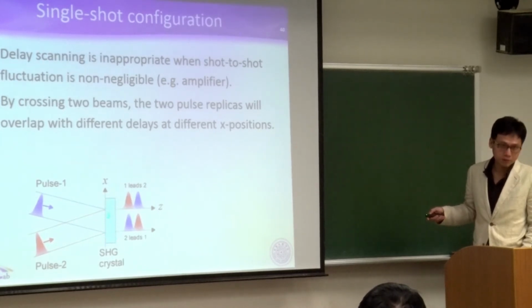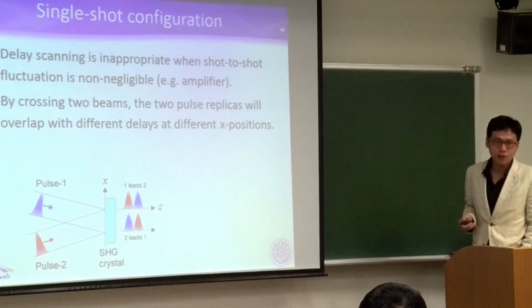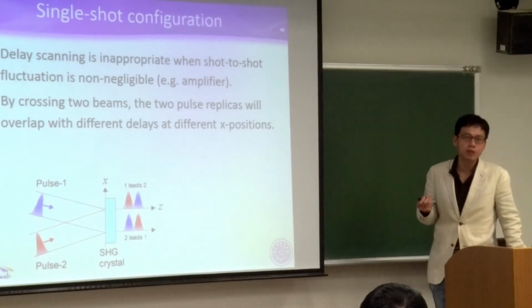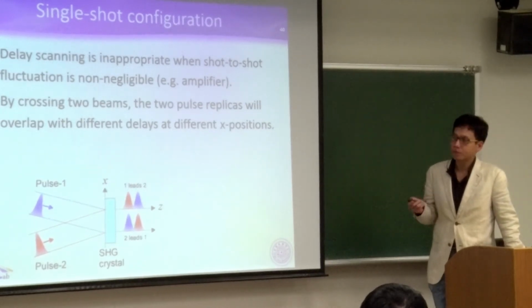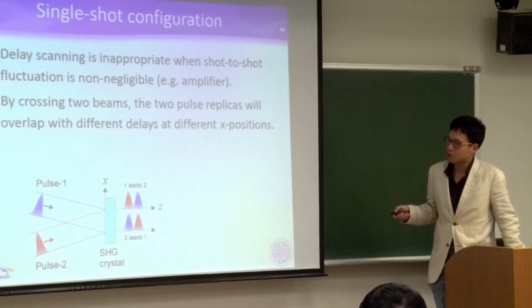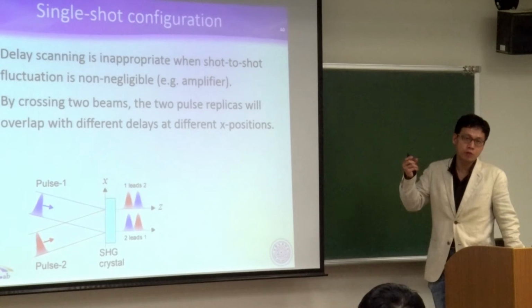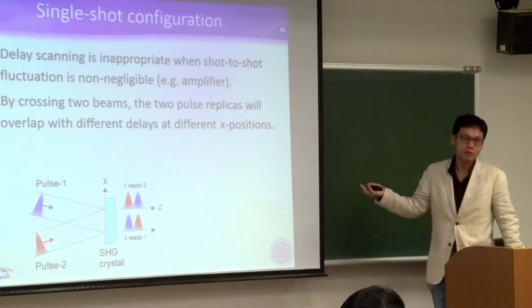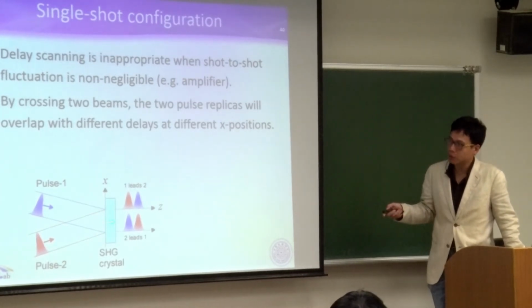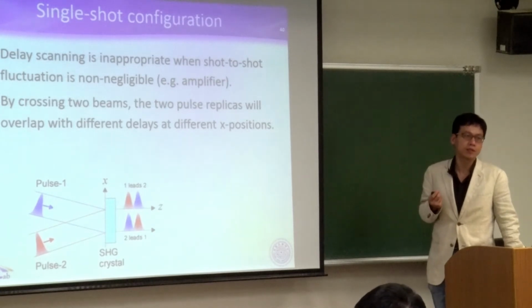So you can imagine across this lateral direction, different x positions actually map to different timing. Okay? From pulse 1 leads pulse 2 to pulse 2 leads pulse 1. So the delay tau could be from negative to positive. Okay? Probably at the middle, it's the zero delay position.